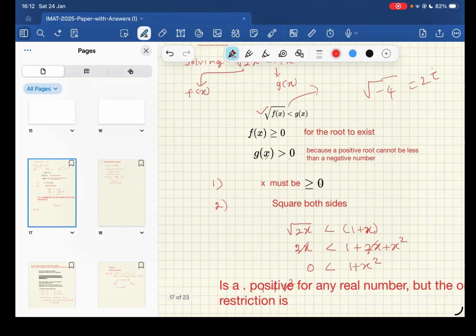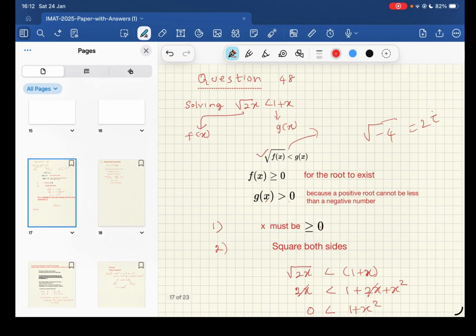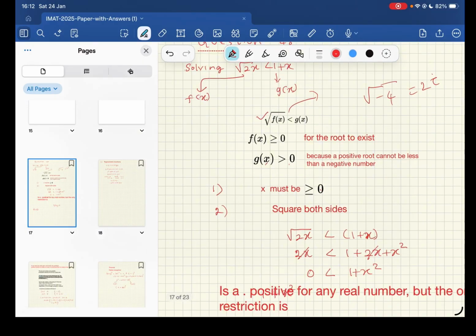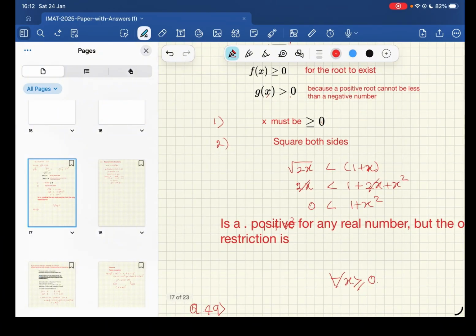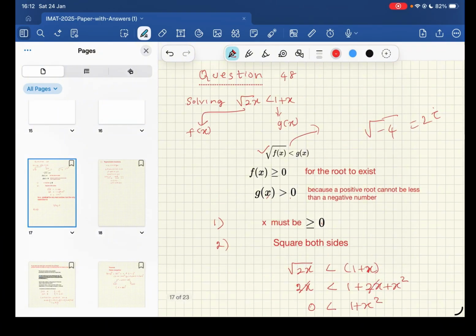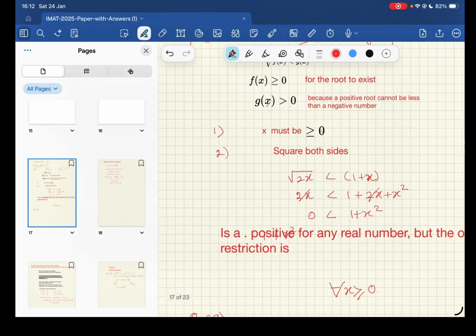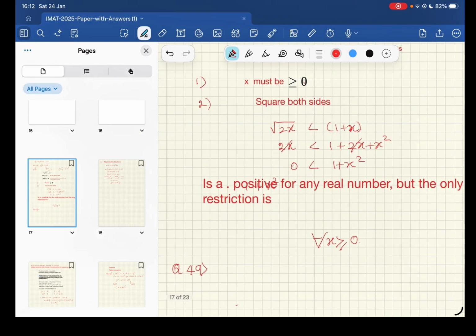If you understand this, see, x must be greater than or equal to 0. Why? Because root of 2x should be greater than or equal to 0, so x should be greater than or equal to 0, otherwise you won't be getting a real answer. So now let's solve. This is known as a restricted domain. Why restricted domain? This inequality is only valid when x is greater than or equal to 0. But let's solve this question.